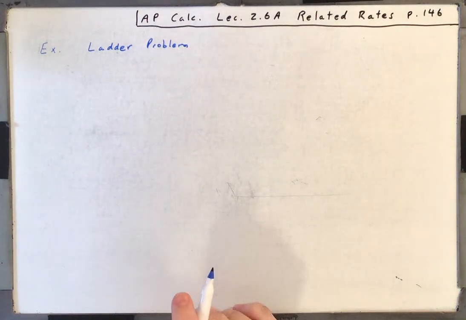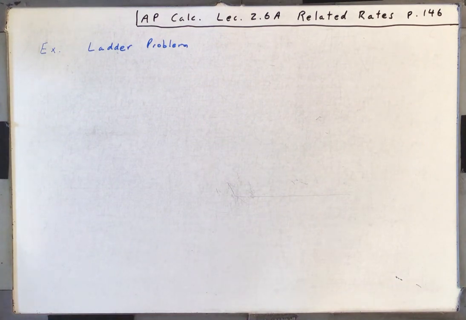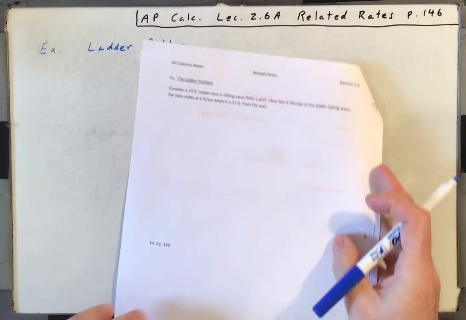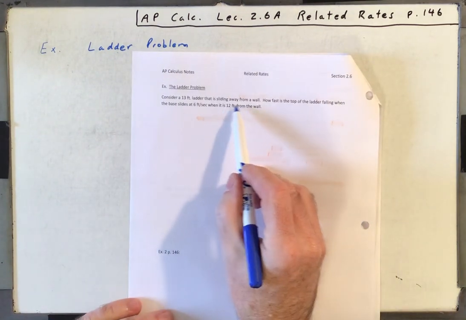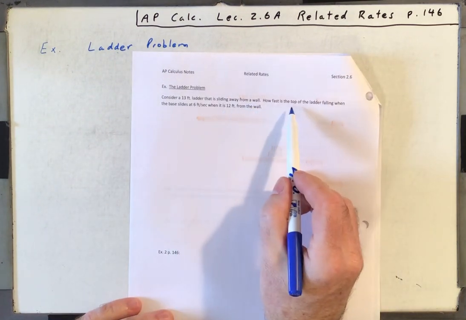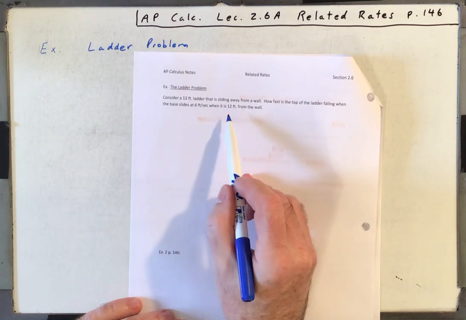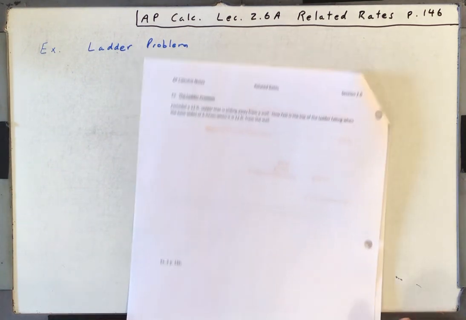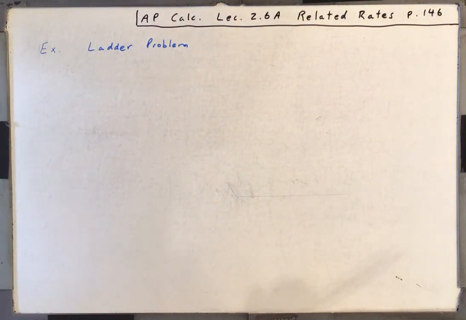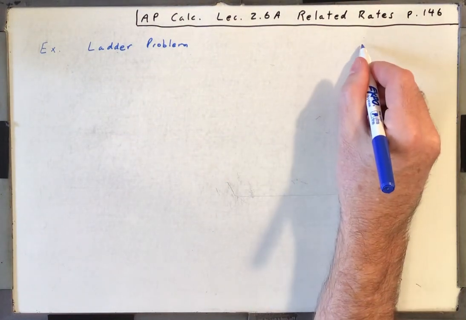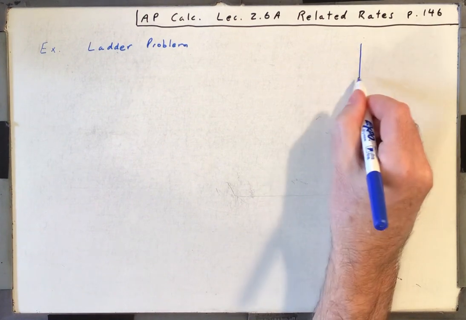Okay, it says consider a ladder that's 13 feet long, sliding away from a wall. How fast is the top of the ladder falling when the base slides at 6 feet per second when it's 12 feet from the wall? Okay, let's draw this out. A lot of times it really is helpful to draw the situation out.